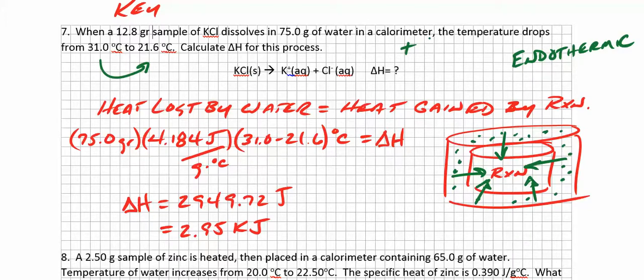So let's determine the heat lost by the water. We've got 75 grams of water. We know the specific heat is 4.184 joules per gram per degree Celsius, and if we don't know it, I'll give it to you on the quiz or exam, so don't worry about it. And then we want to determine the temperature change. Technically, I should have put 21.6 minus 31.0, since it's T final minus T initial. But the way I've worded this, I've said heat lost by the water.